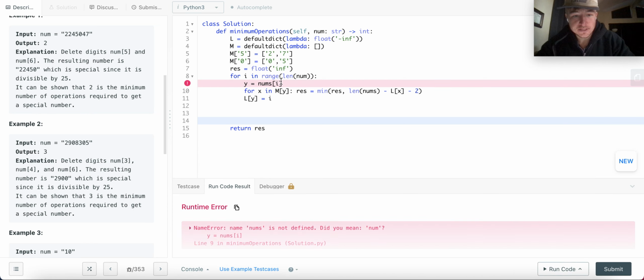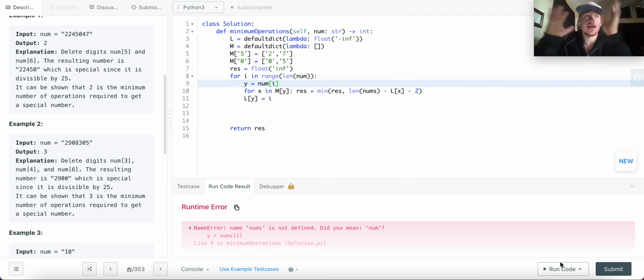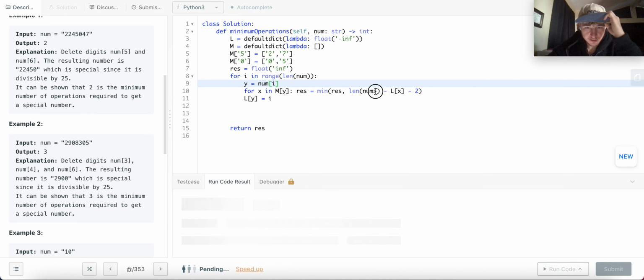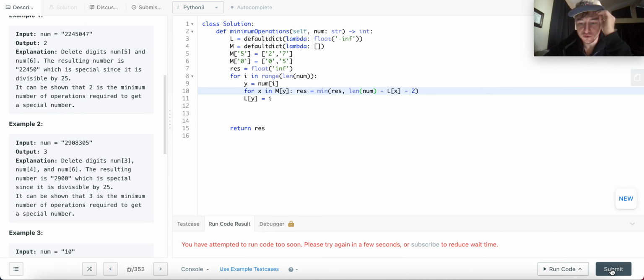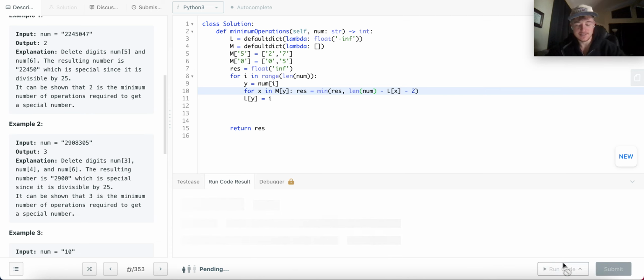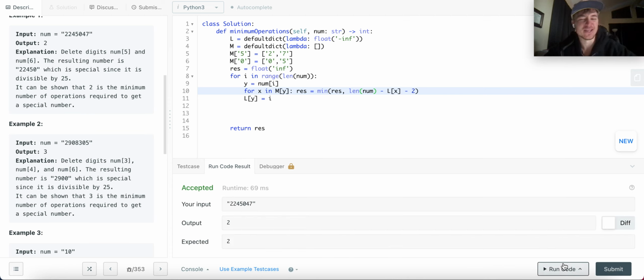The name nums is not, I keep doing that. It's num. It's always nums, but for some reason it's not. Okay, it's not a set of nums, it's just nums again. I did it again here. Did you mean num? It's kind of cool that the interpreter knows that I'm an idiot. It's like, that's not what you meant, dude. We all know that's not what you meant.